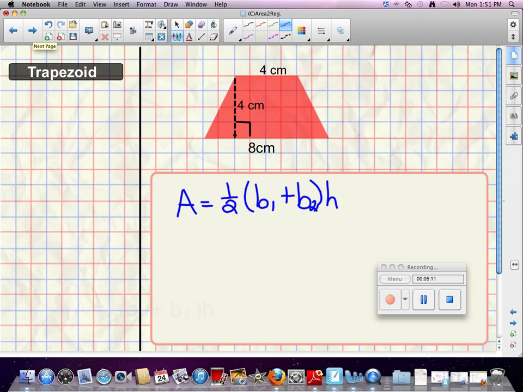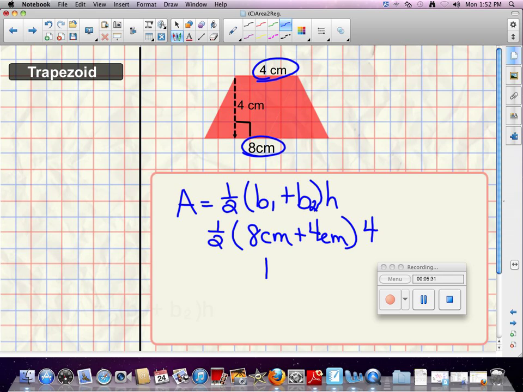Let's see how we did. Bring down my 1/2. Base 1 is 8 centimeters, plus base 2 is 4 centimeters. My height is also 4 centimeters. So base 1 plus base 2 is 12, times 4, times 1/2, or divide by 2. Again, I can go left to right. I can do these two. I can do it in any order I want. So 1/2 of 12 is 6, times 4, which is 24 centimeters squared. So that is a trapezoid.